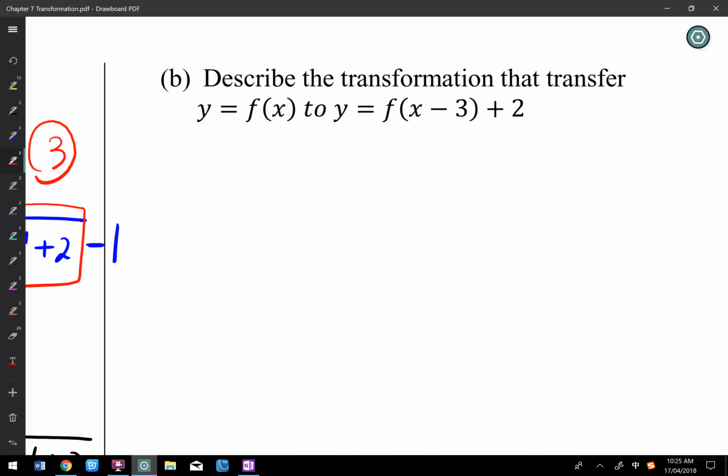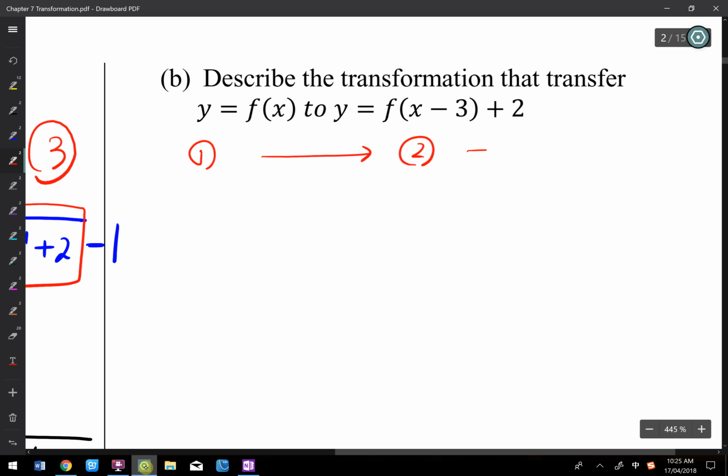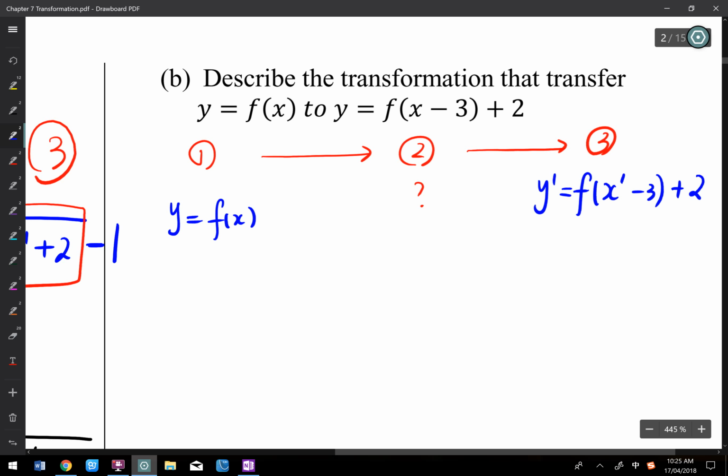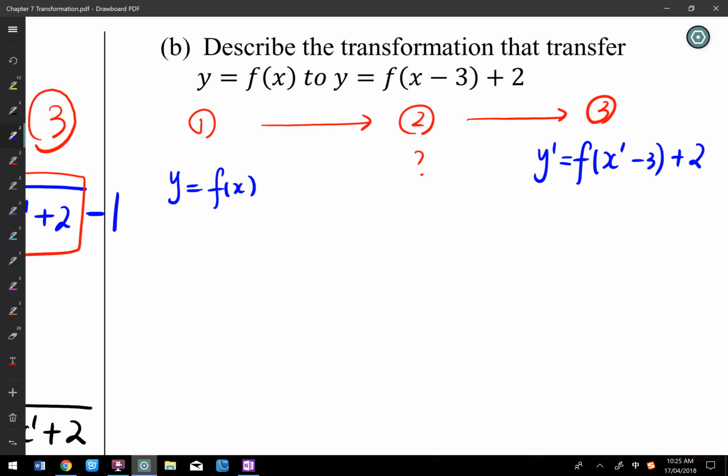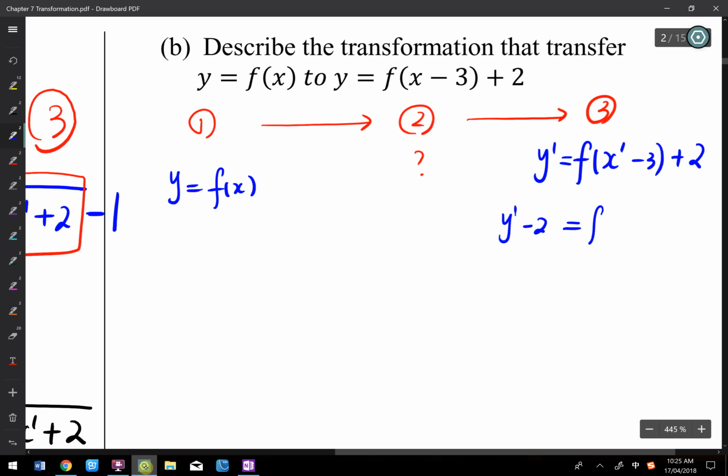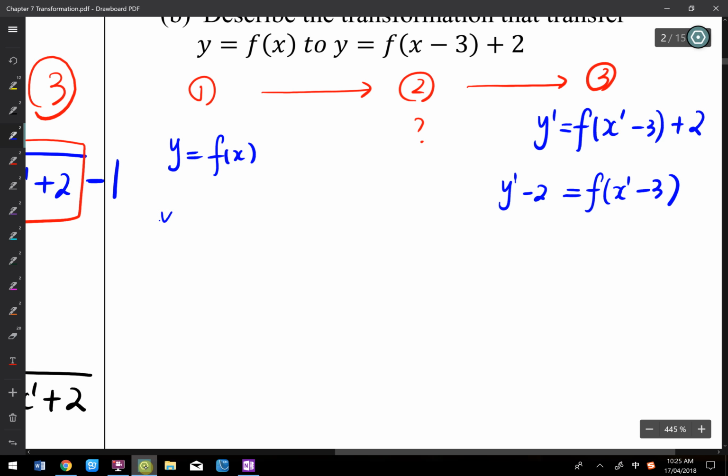So it's actually easy to deal with the y equals f(x) case. So again, what we have. Number 2 is not given. Number 1 is y equals f(x). Number 3 is y dash equals f(x dash minus 3) and then plus 2. The rule is f, and something lives in it. So what I need to do first is y dash minus 2 equals f(x dash minus 3). And this one will stay the same. It's perfect because there is only f(x) on one side.